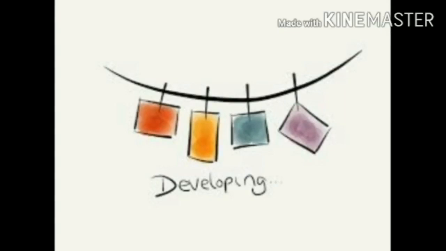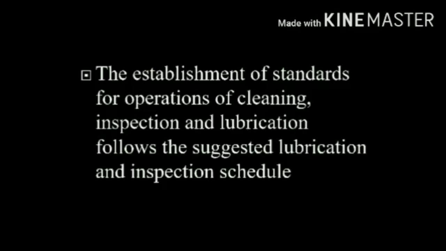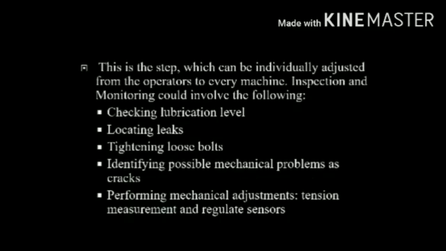Developing standards. Developing standards for cleaning, lubrication, and inspection. The establishment of standards for operations of cleaning, inspection, and lubrication follows the suggested lubrication and inspection schedule. This is the step which can be individually adjusted from the operators to every machine. Inspection and monitoring could involve the following: checking lubrication level, locating leaks, tightening loose bolts, identifying possible mechanical problems such as cracks, performing mechanical adjustments like tension measurement and regulating sensors.